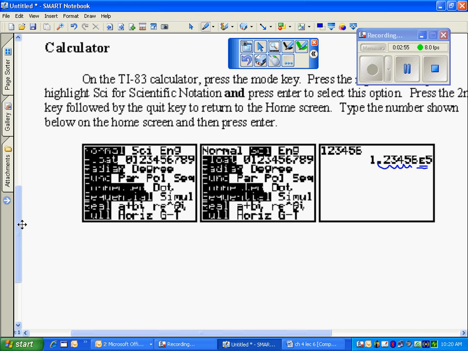So my number would be 123,456. So the calculator uses it as a shortcut. Oftentimes this number would be rounded as well, so you wouldn't have all those non-zero digits. So scientific notation is a way of either condensing or expanding a number for a shortcut purpose.